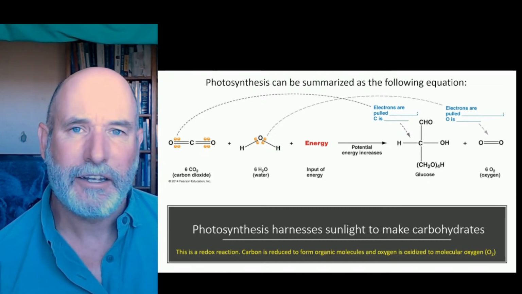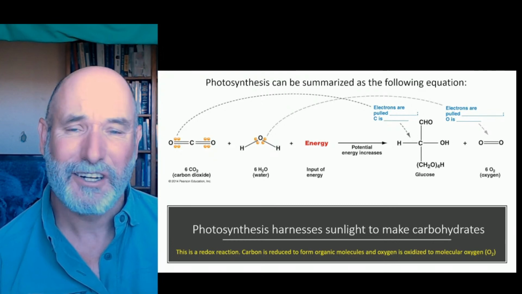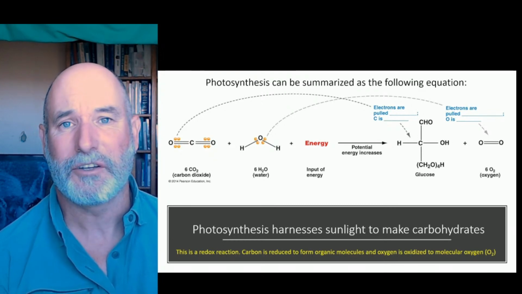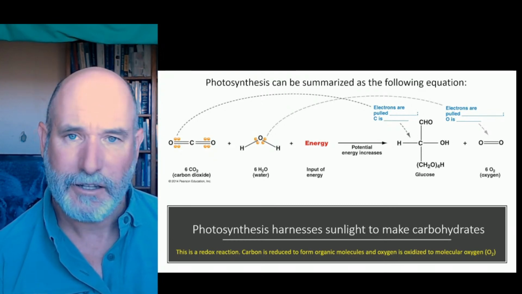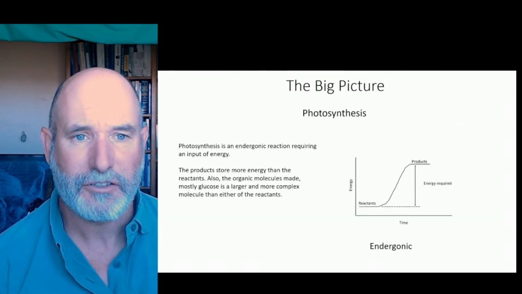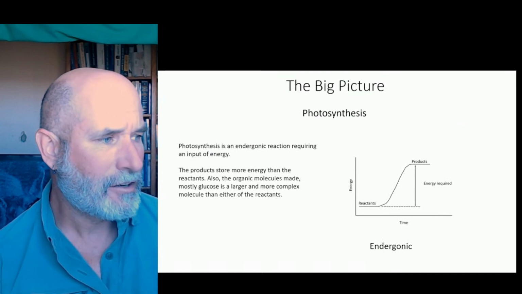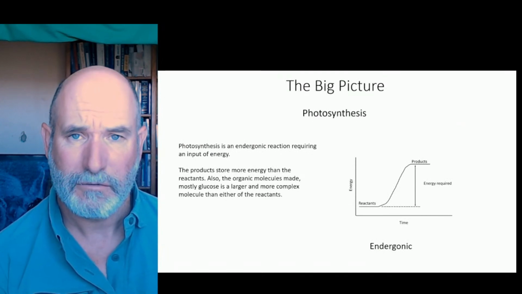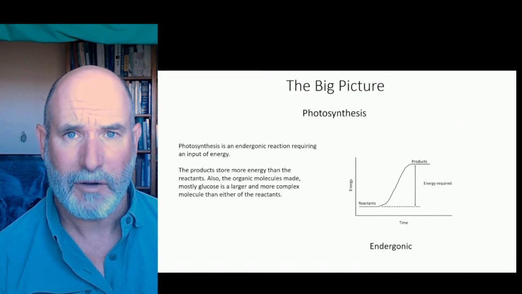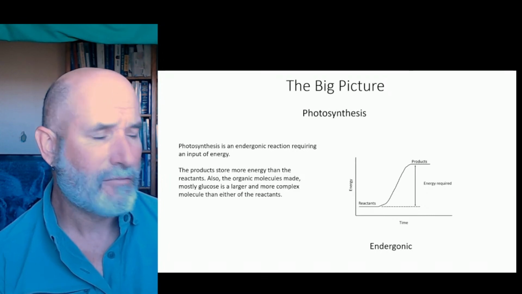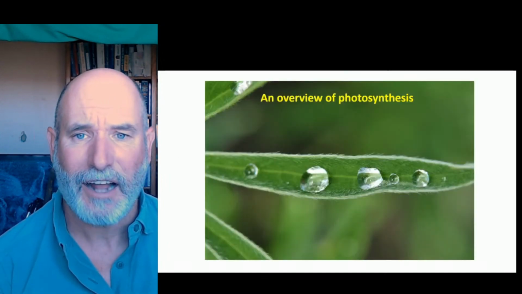But basically, we're going to oxidize oxygen. And it's going to be released as O2. And water is going to serve as that source of electrons. And remember, this is the endergonic reaction here. The endergonic reaction is where the products, glucose and oxygen, have more potential energy than the reactants.